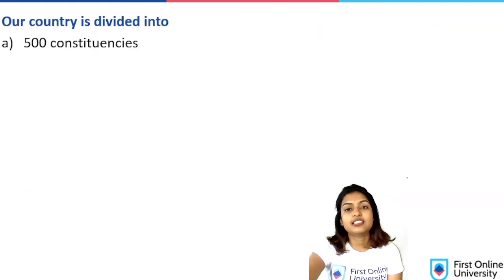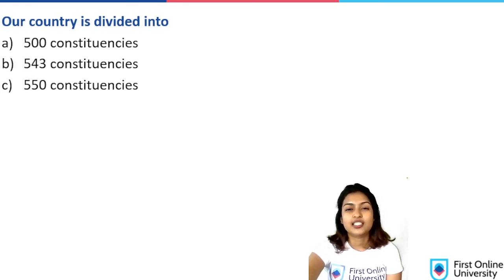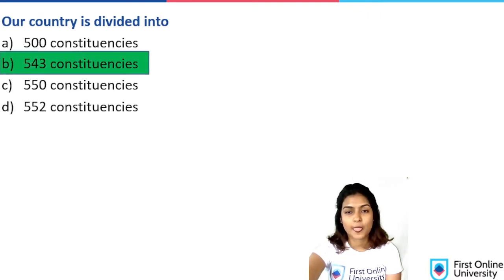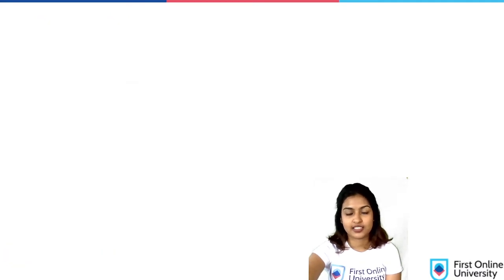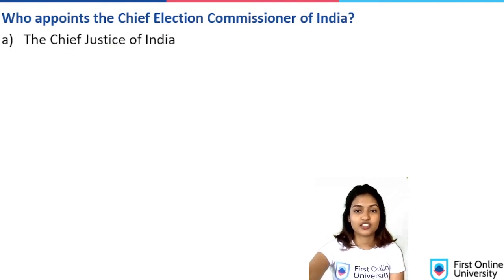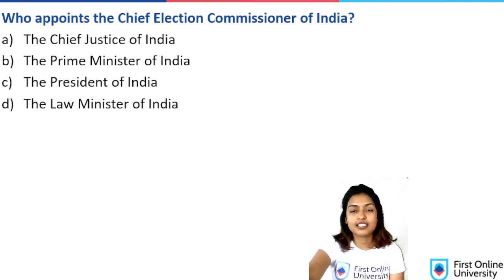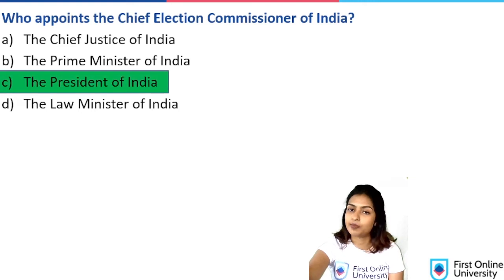Our country is divided into A. 500 constituencies, B. 543 constituencies, C. 550, D. 552. Our country is definitely divided into 543 constituencies. Who appoints the Chief Election Commissioner of India? A. Chief Justice of India. B. Prime Minister of India. C. The President of India. D. The Law Minister of India. It is the President of India.